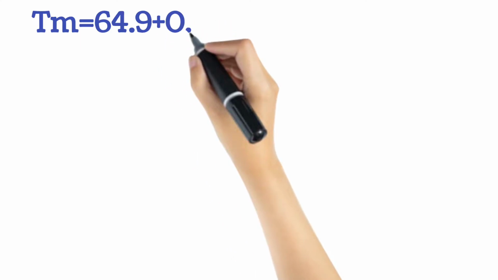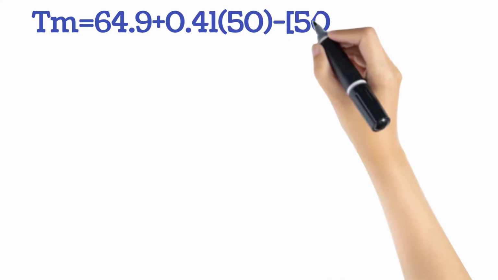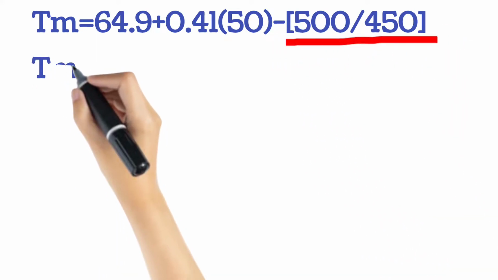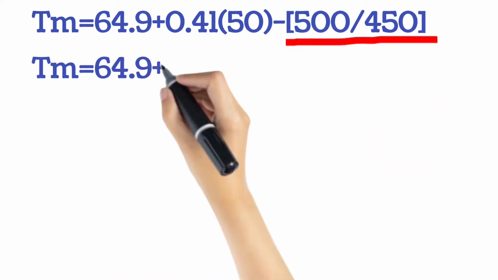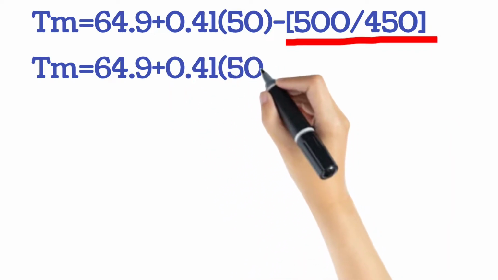Now we'll put the values in the formula. Now the equation will be Tm = 64.9 + 0.41 (50) - (500 / 450). Now 450 is the length of DNA. First solve the bracket 500 by 450. It comes to 1.11. So the equation will be 64.9 + 0.41 × (50) - 1.11.